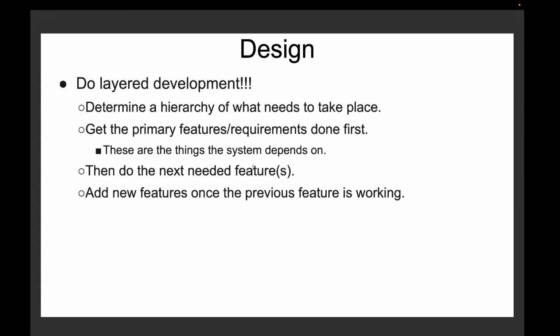And then you need to get the primary feature requirements done first. So complete the features one by one. When you complete the first feature, test it, and when it works, move on. Then try to keep the completed feature intact. Minimize the changes to that working feature.